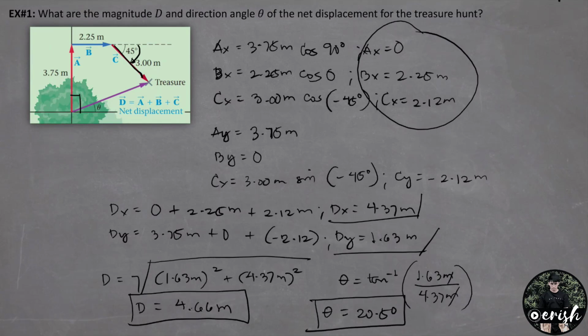So if we do not follow vectors A, B, and C going to the main goal, which is the treasure hunt, we will not pass through here, here, or here. We can go straight using vector D, with a distance of 4.66 meters, 20.5 degrees from the positive x-axis. And this is example number 1.